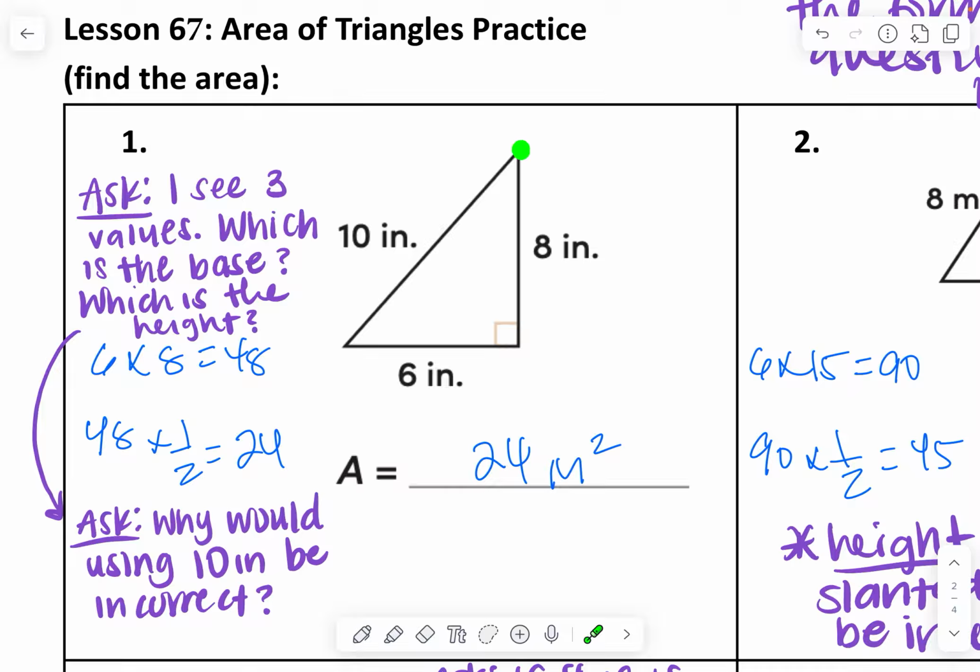And so students should be able to identify off the top the base. However, height might be a little bit challenging. Some students might say 8, some students might say 10. 10 is incorrect. Height can never be slanted. So it can never be this, because this is a slanted line. It's also our hypotenuse. It's not our height. And so we would do 6 times 8, which is 48, divided by 2 gives us 24.